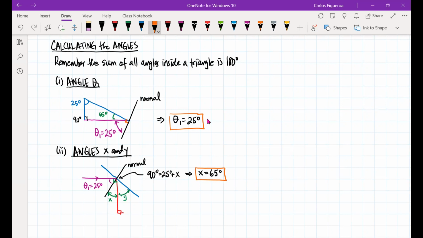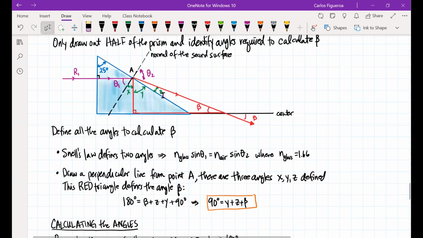Now, y is interesting because if you look at y, look at what's really happening here. This angle here is 25 degrees. So then right away, this angle of y has to be the same as 25 degrees. So just by inspection, we then say here that y has to also be 25 degrees. So now I have all of my angles defined except the angle what? I don't know z, I don't know theta 2, and I need those to get beta.